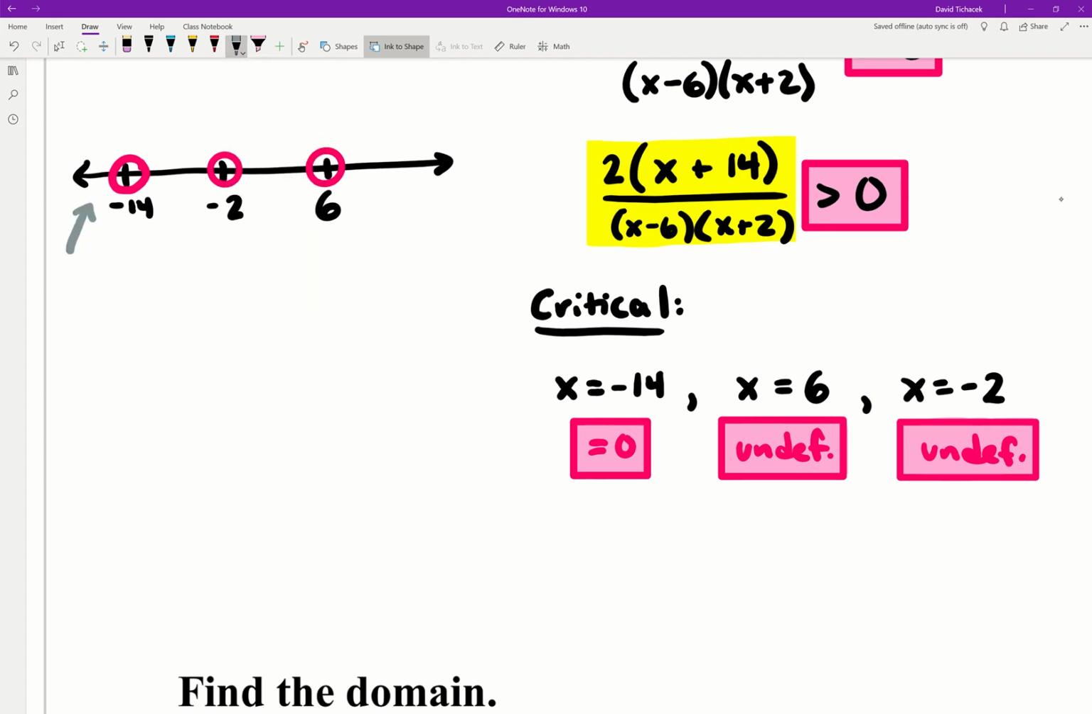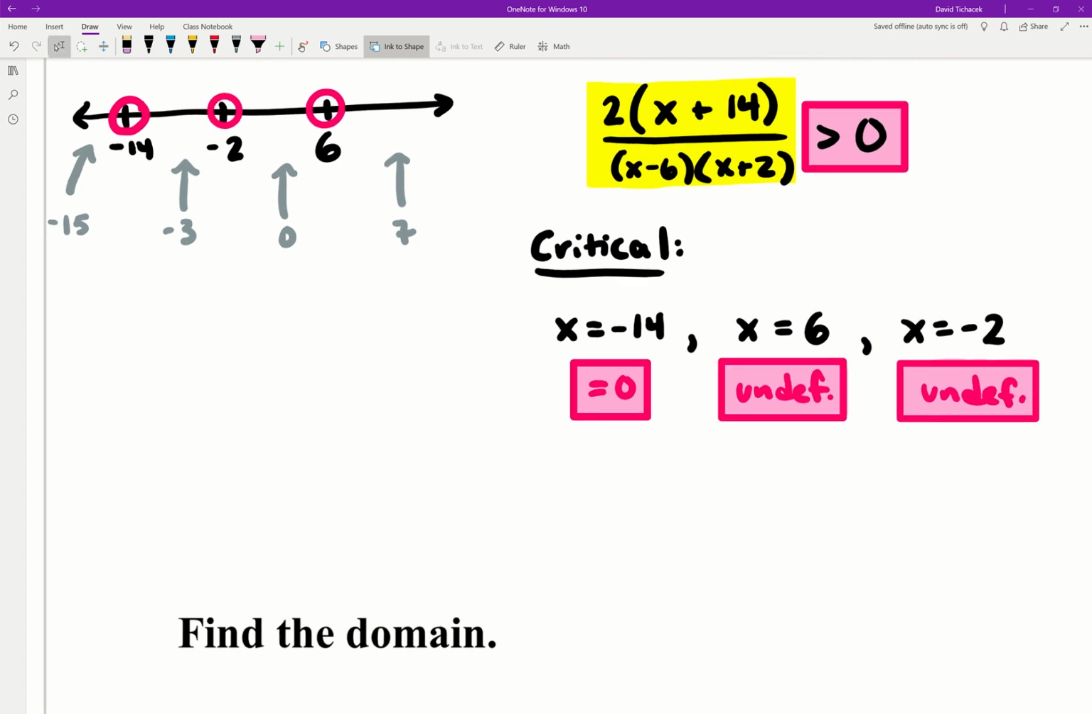So to the left of negative 14, in the middle of negative 14 and negative 2, in the middle of negative 2 and positive 6, and to the right of positive 6 there. Okay, so just make your life easy and pick some candidates that are really close to these boundary numbers here. So I might just go ahead and pick these examples really quickly. And we are going to plug each of those into this yellow version of my rational expression.